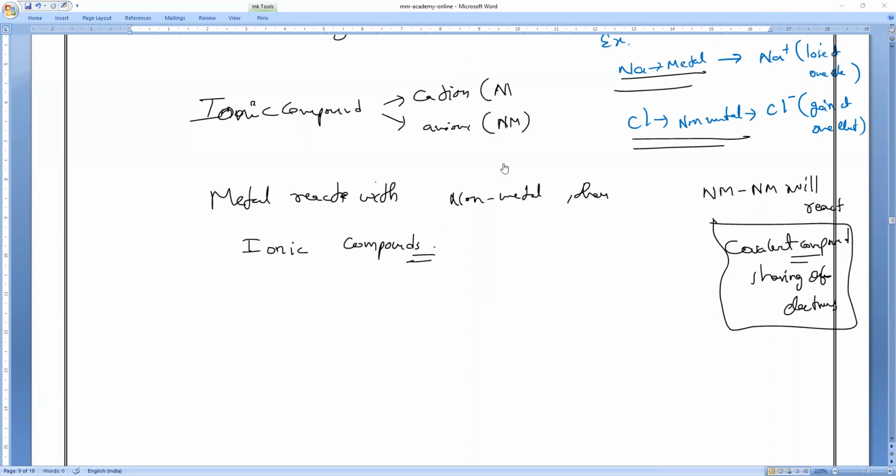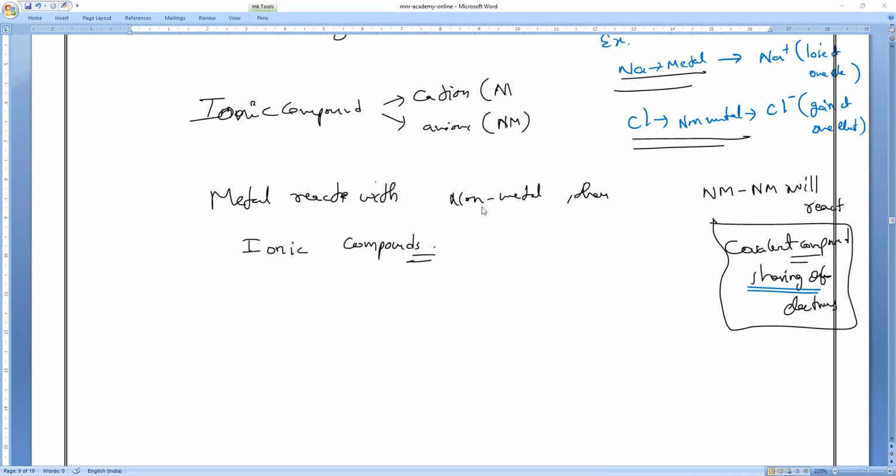Anybody having doubts, you can ask me. Sir, sharing of electrons and loss of electrons are the same only? No. Sharing of electrons and loss of electrons are not the same. In sharing of electrons, they both keep the electrons with them. But in losing electrons, they are completely transferred to the other atom. Gaining of electrons means completely receiving the electron.